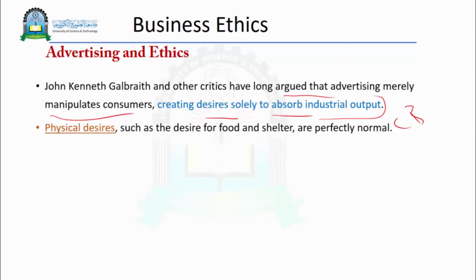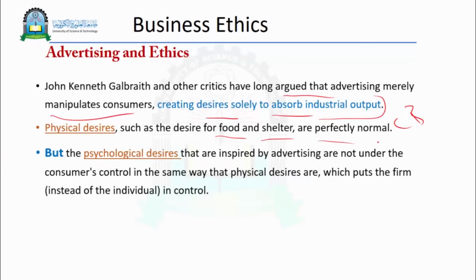In that sense, we have two kinds of desires: physical desires, such as the desire for food and shelter, which are perfectly normal. But the problem here is with the psychological desires. If we're talking about the manipulation of consumers, then it is more in these kinds of desires. Psychological desires are inspired by the advertising and not under the consumer's control, like those physical desires, which puts the firm instead of the individual in control. And that is why it can go unethical.